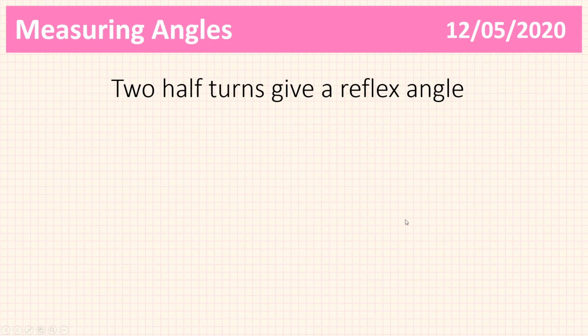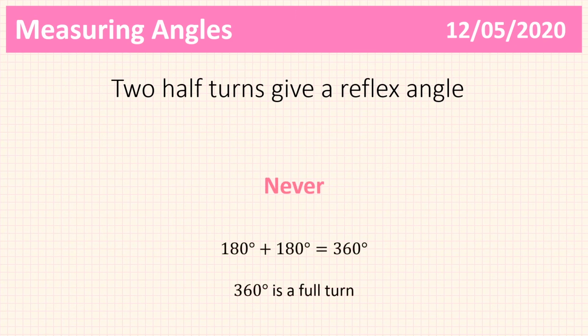Okay, two half turns give us a reflex angle. Pause the video. What do you think? And this is never true. Because if we have a half turn, which is 180 degrees, and another half turn, which is 180 degrees, we get 360, which is a full turn. We do not call 360 degrees a reflex angle. That is a full turn.